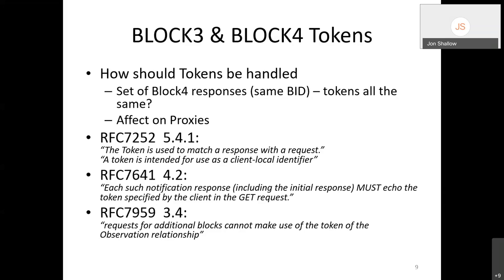Right, and the request that would be sent out to get the rest of the blocks, I would say, needs to use a different token. That it follows the standard CoAP rules, that if there is a subsequent request, in the same way that block 2 has a subsequent request from the client, he uses a different token. Okay.